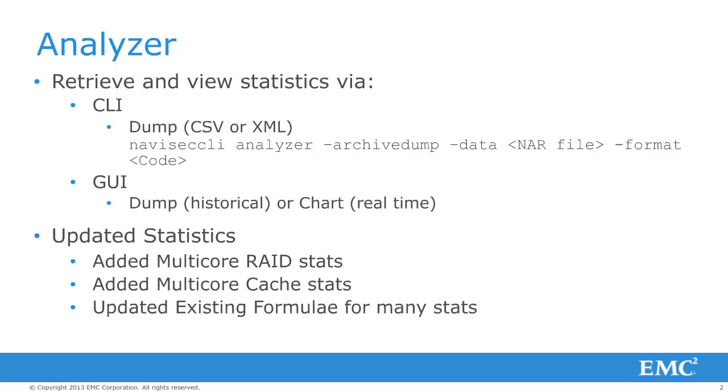What's new in the next generation VNX are some updated statistics due to the enhancement of the multi-core functionality of the VNX. We've had to enhance the formulas for many statistics to coincide with these architectural changes, and we've added a few stats for the multi-core RAID and multi-core cache.